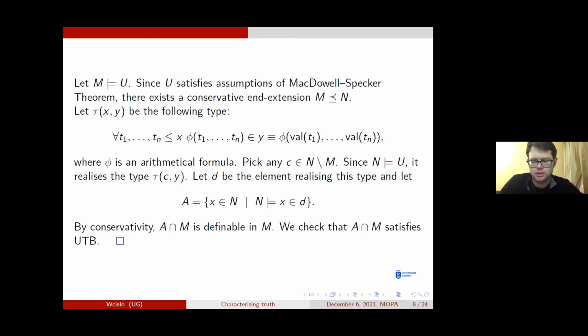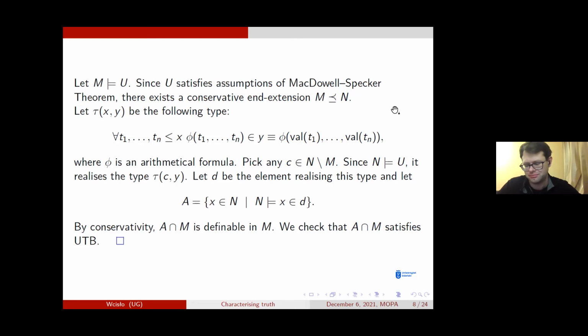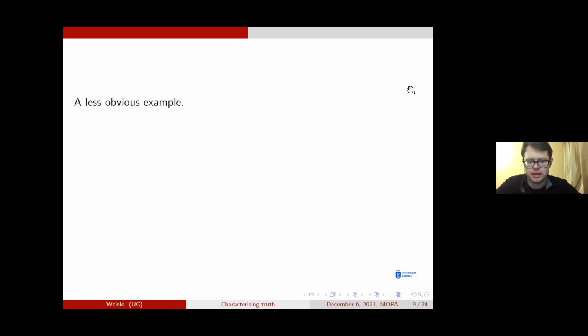Just once more, let me draw it. So we start with a model M. You end extend it to a model N. This is a conservative end extension. So here you pick some C. Here is the elementary diagram up to C. This is D. You look at what this decodes. This part is T. It thus satisfies UTB minus, since it's a part of the elementary diagram. On the other hand, it's conservative, so it's definable in M. So M defines this truth predicate. Very non-constructive. You don't see how this is defined, but here it is. And very beautiful on the other hand, and very simple. Very nice, very neat.